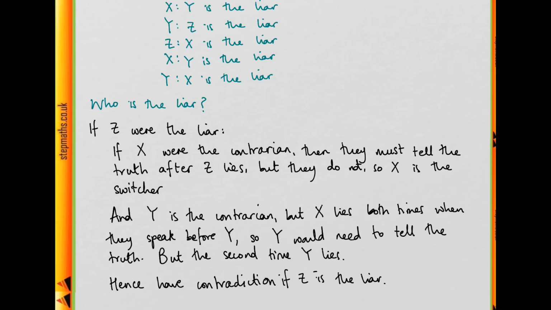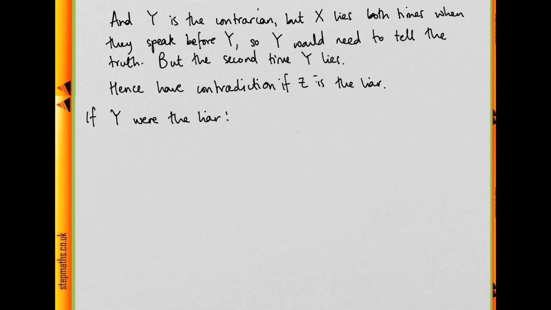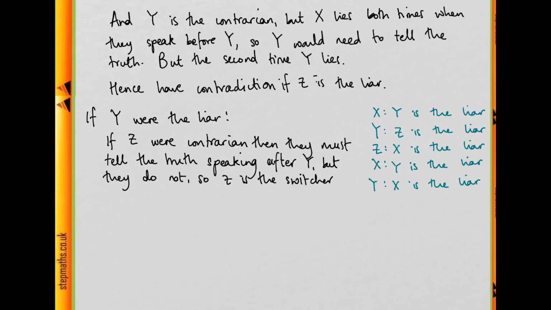Okay, so now let's consider what would happen if Y were the liar. So here are our statements. So we see that Z speaks after Y. And so if Z were contrarian, because they spoke after someone just lied, then they would have to tell the truth. But we see that what Z says isn't the truth, because X isn't the liar, Y is. And so Z can't be the contrarian, so Z has to be the switcher.